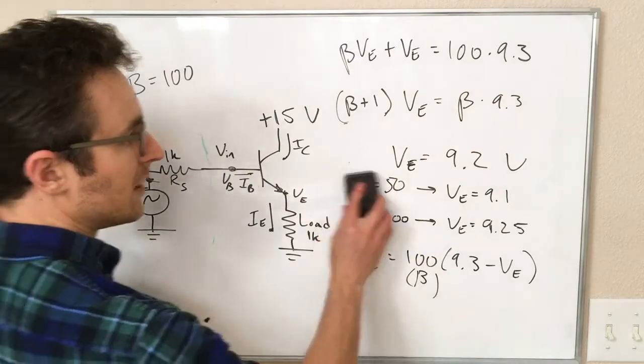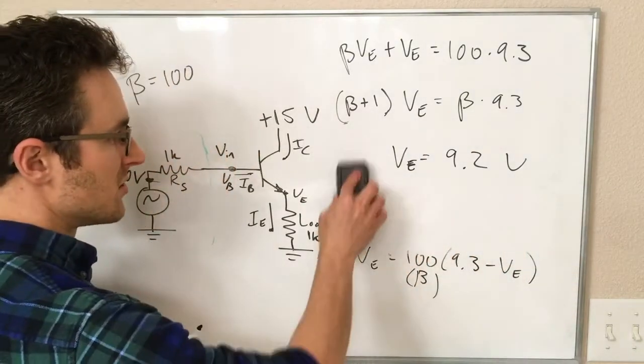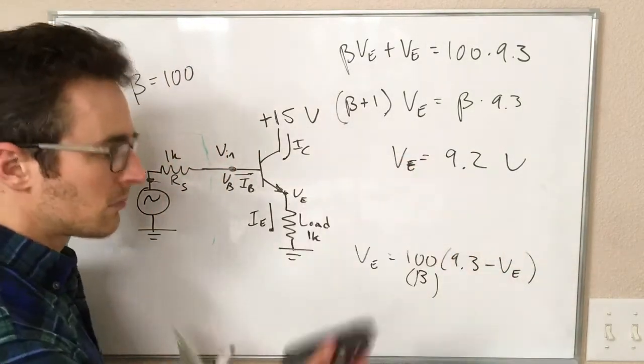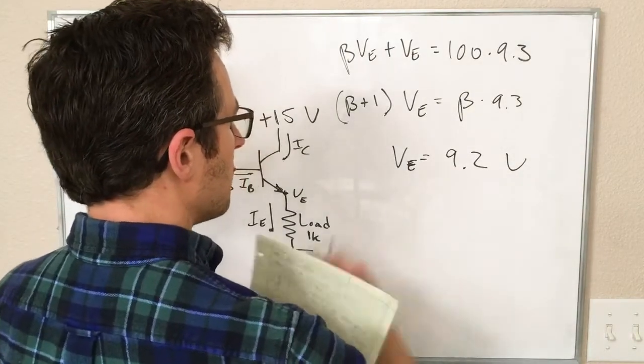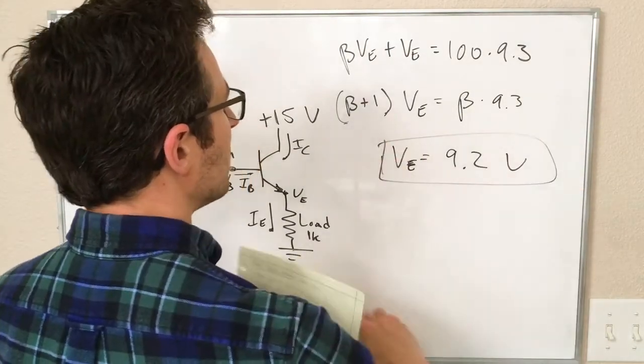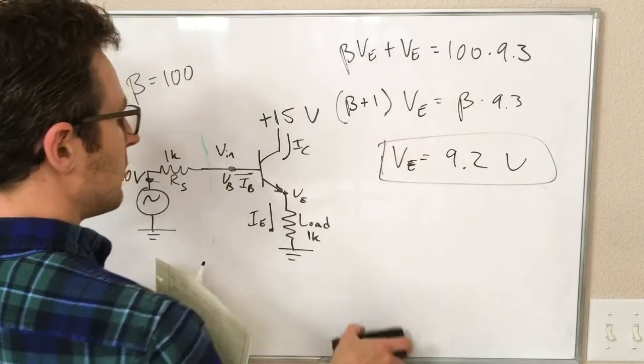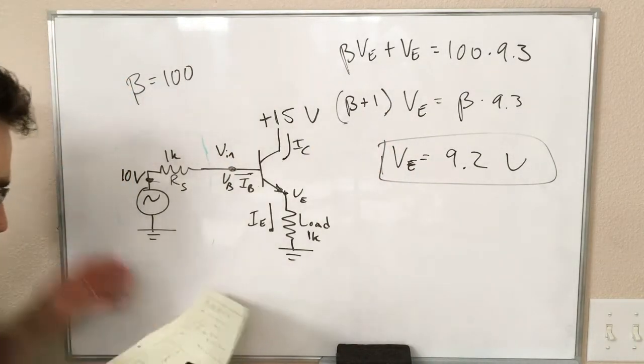We'll stick with our beta equals 100 answer and know that even if beta changes, it's staying within 1/10 of a volt. Okay, so we found the emitter voltage. Why did we want to do all that?